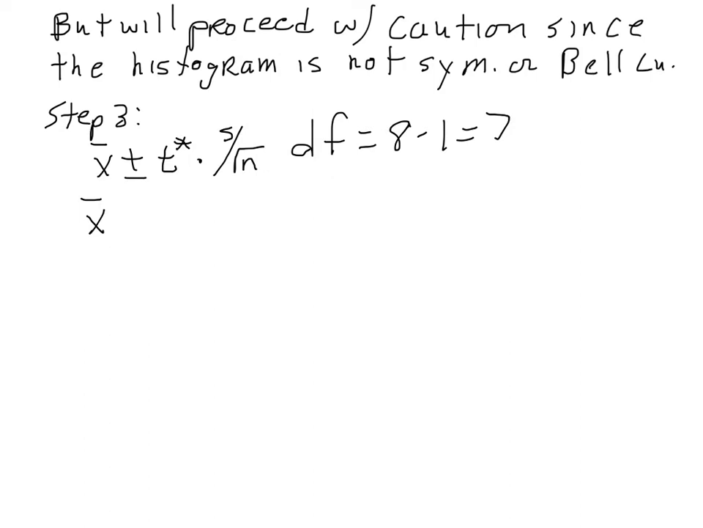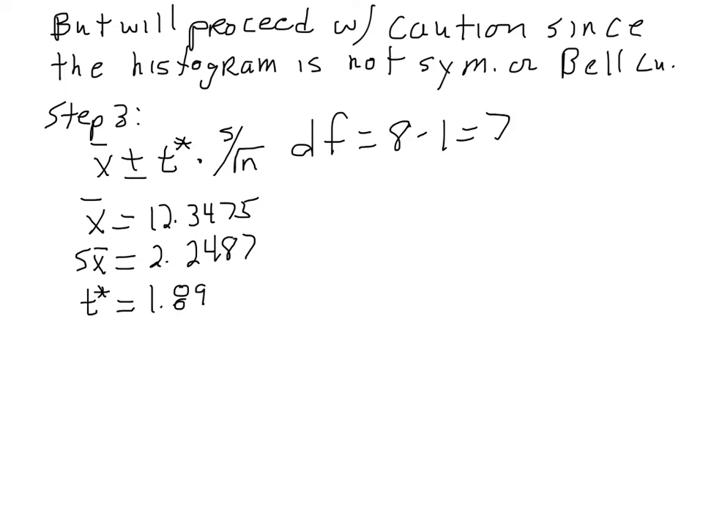The mean of Steve's tips is 12.3475. The standard deviation of Steve's tips is 2.2487. And taking a look at our t-table, t star is 1.895.